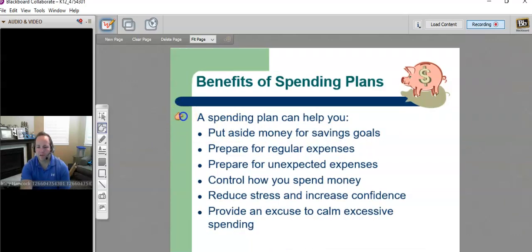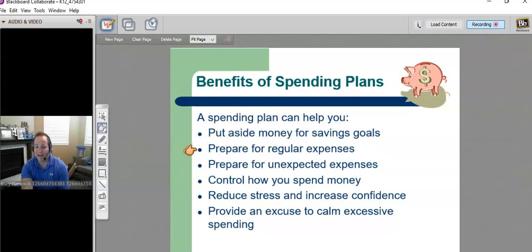Okay, so benefits of a spending plan. You're able to put aside money to save for goals, like we talked about in one of our first lessons, like things that you want to buy, right? You're able to put that away. Prepare for regular expenses coming forth.